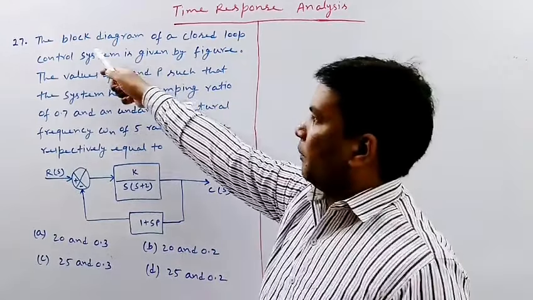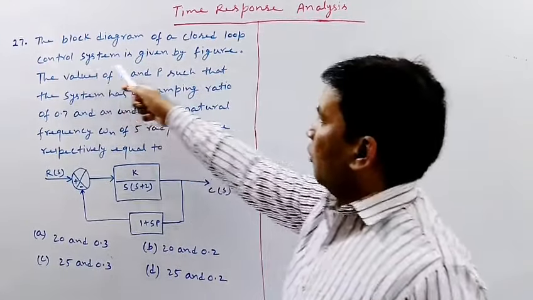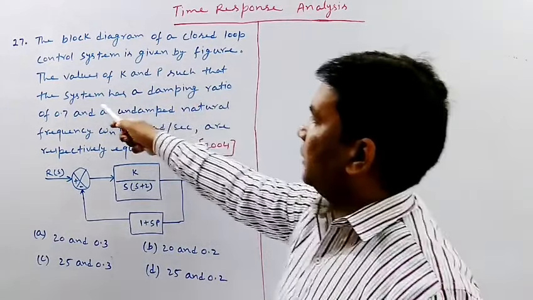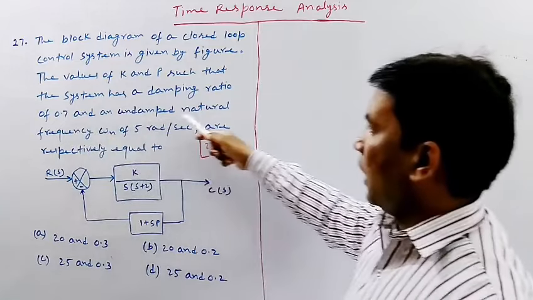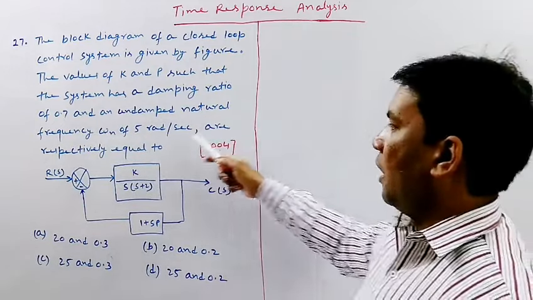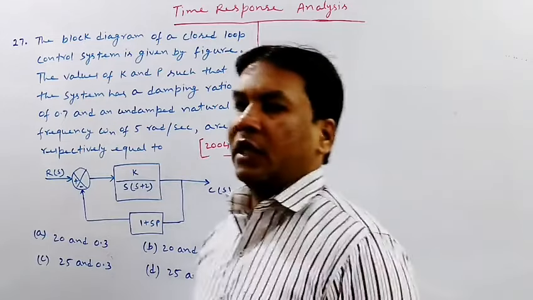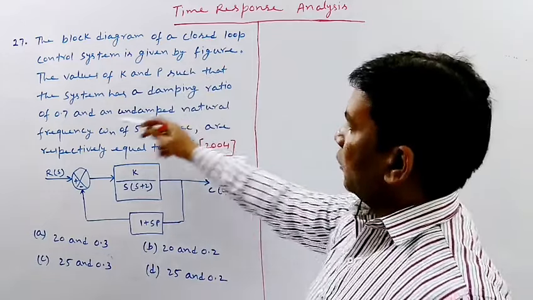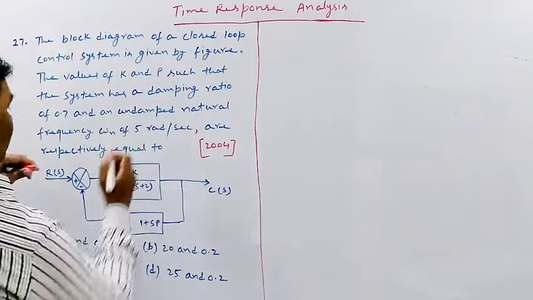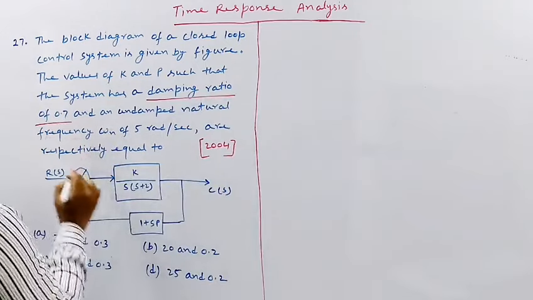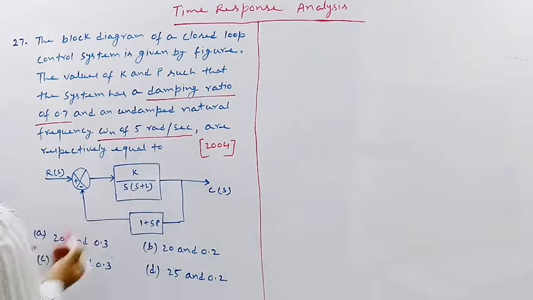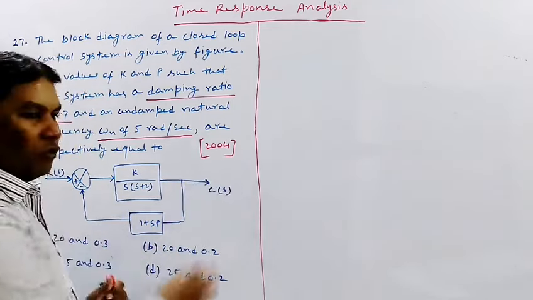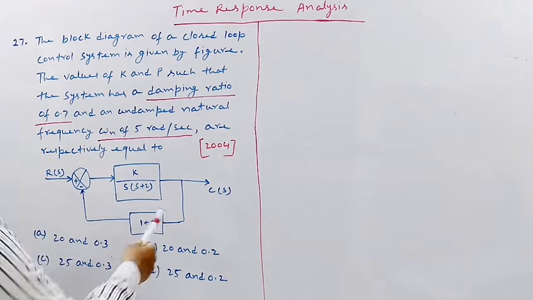The next question is, the block diagram of a closed loop control system is given by the figure. This is the figure. The values of K and P such that the system has a damping ratio of 0.7 and undamped natural frequency omega n of 5 radian per second are respectively equal to. So the question is asking about the value of K and P such that the damping ratio is 0.7 and the natural frequency omega n should be 5 radian per second. There are 4 alternatives given, and this question has been asked in GATE 2004. So let us try to solve it.